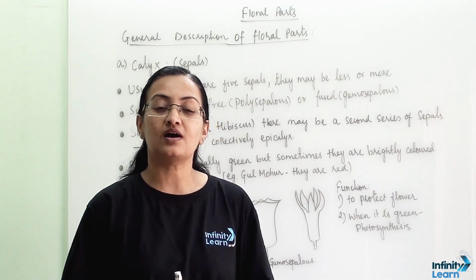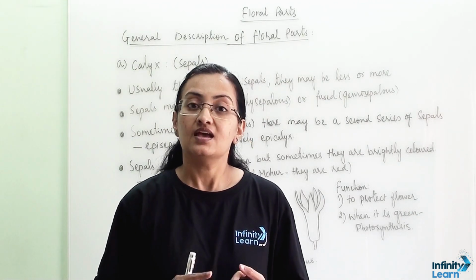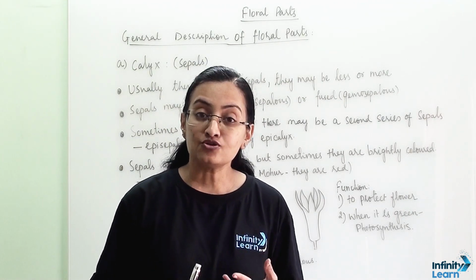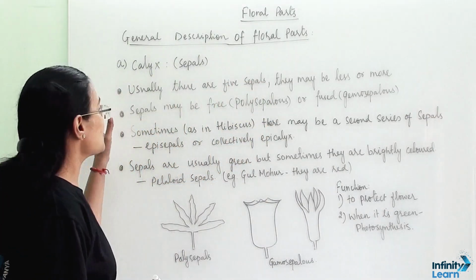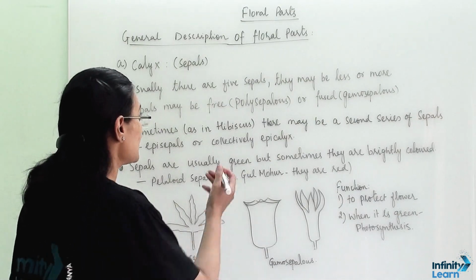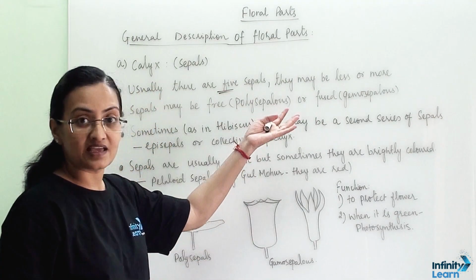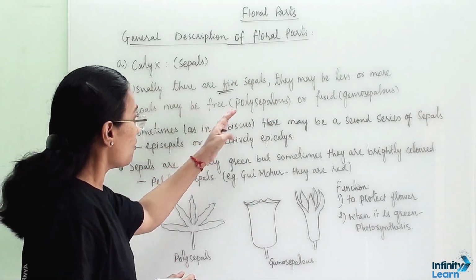Into this floral parts, we are going to discuss about 4 major floral parts: Calyx, Corolla, Androecium and Gynoecium. So let us start with Calyx. Calyx, we also know as sepals. Usually there are 5 sepals, but there may be less or more sepals in the flower. Sepals may be free or fused.